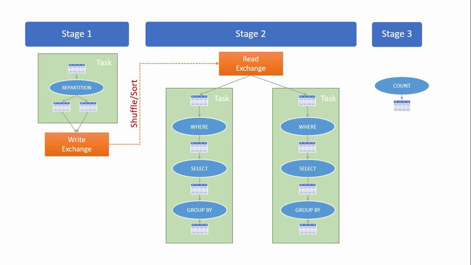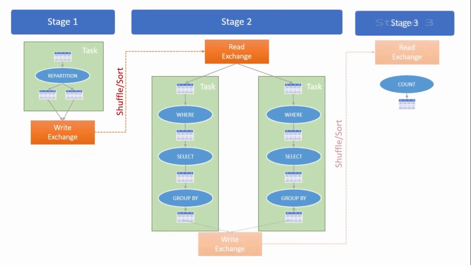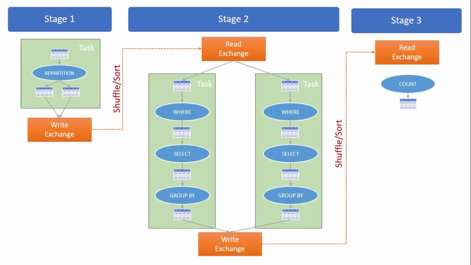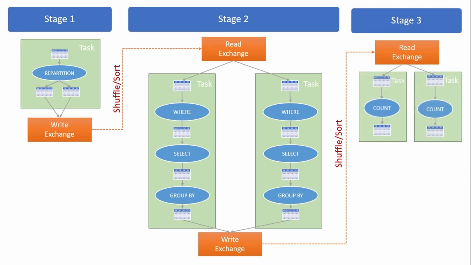Stage 2 also ends with a wide dependency transformation, right? So we again need a shuffle sort operation here. The connection between stage 2 and stage 3 looks like this. Now let's assume I am still keeping 2 partitions. So my stage 3 can also run parallel like this. Make sense? And this is how the final execution plan looks.